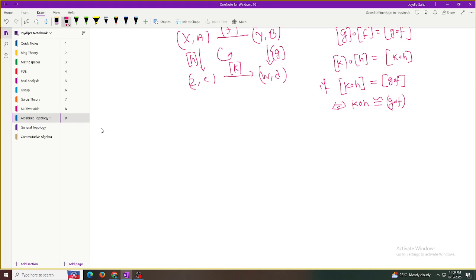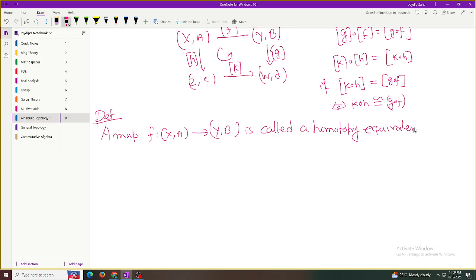Now it is an obvious definition. A map f from (X, A) to (Y, B) is called a homotopy equivalence if f is an equivalence in the homotopy category of pairs.